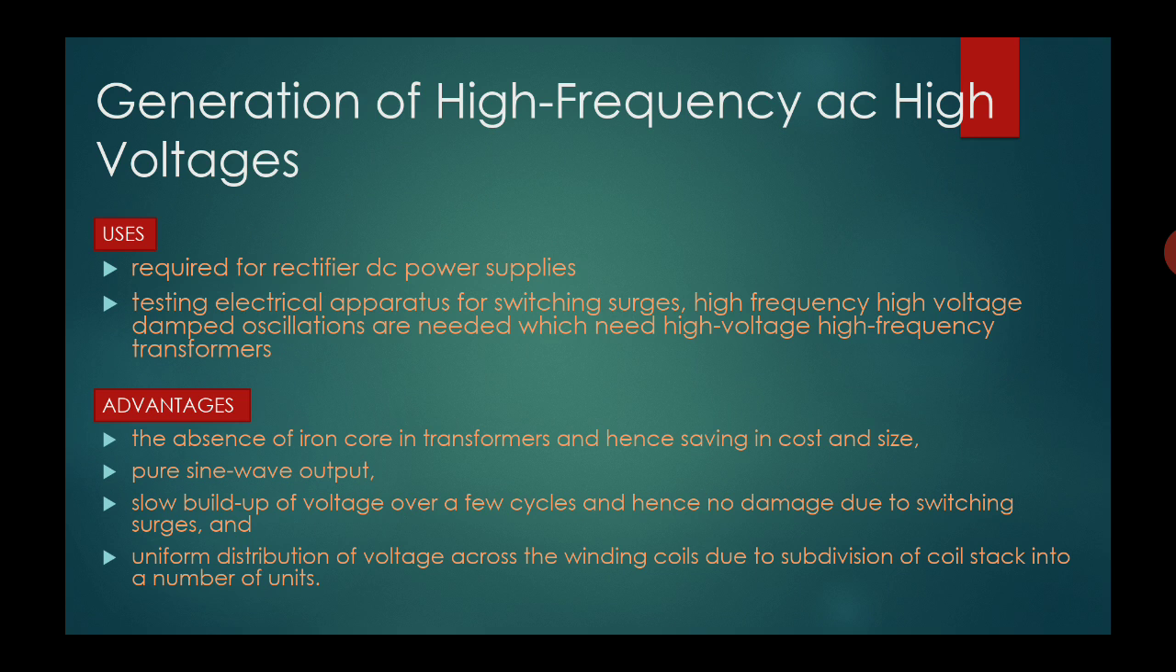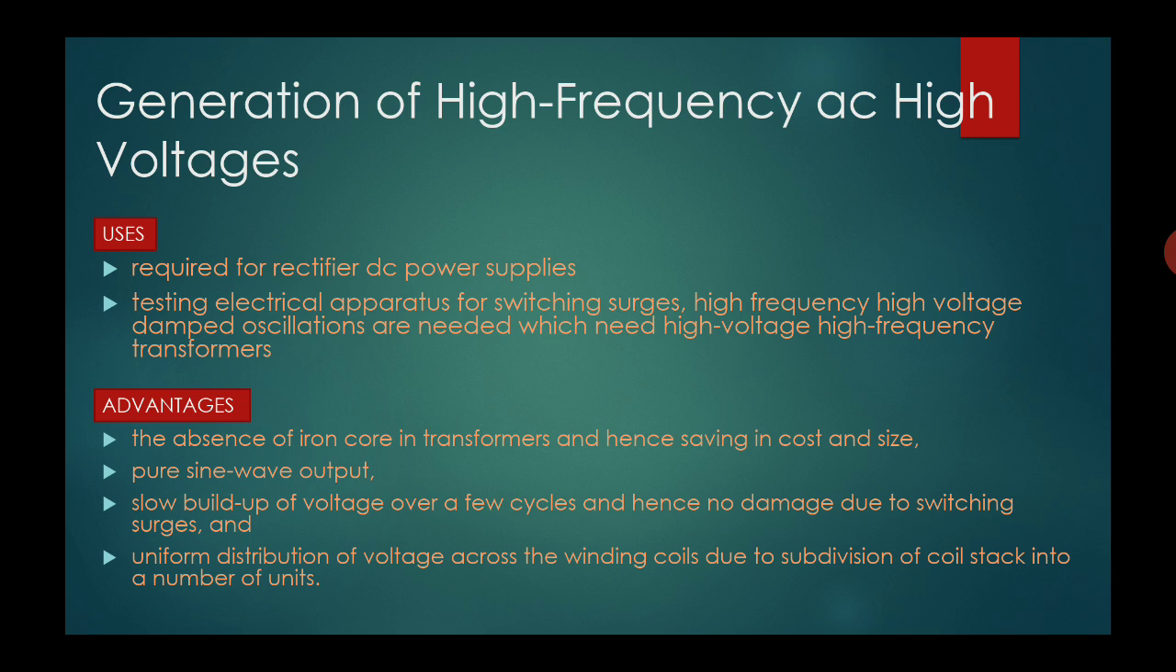Now we'll talk about the advantages. The first advantage is the absence of iron core in the transformers and hence saving in cost and size. So when we are using transformers for the high frequency, there is no iron core, so there is a lower cost. The next is that a pure sine wave output will be present.